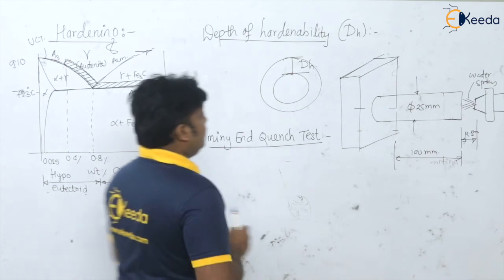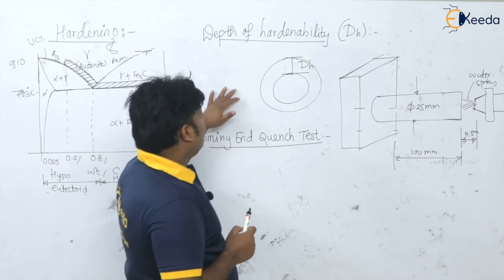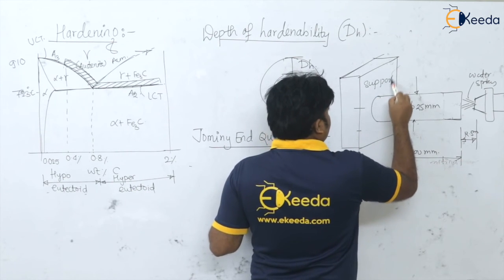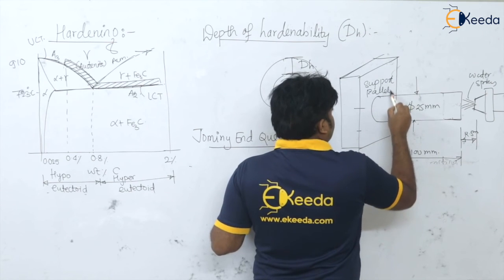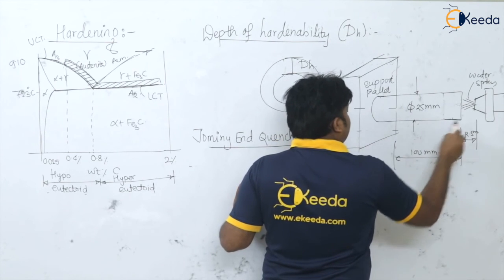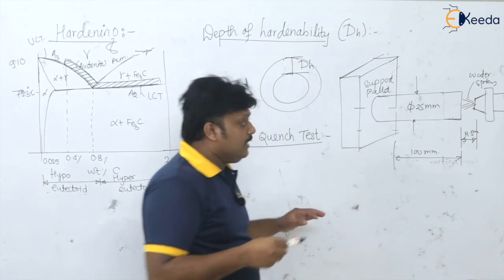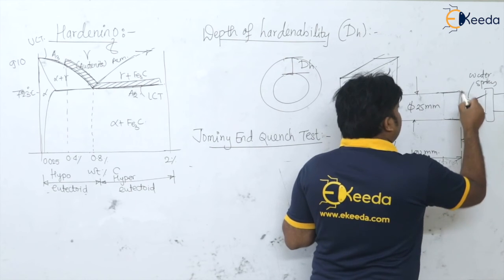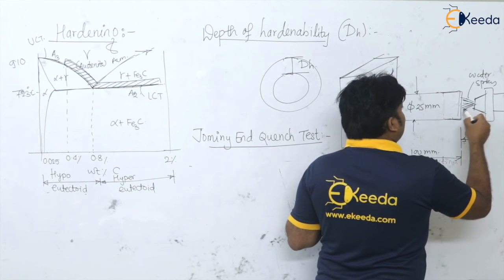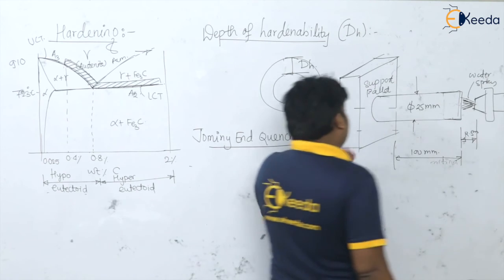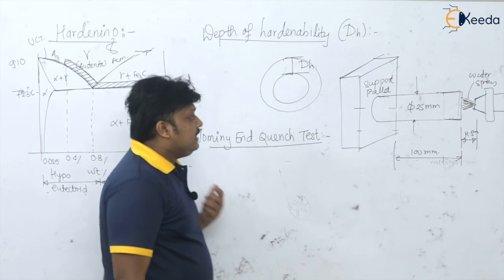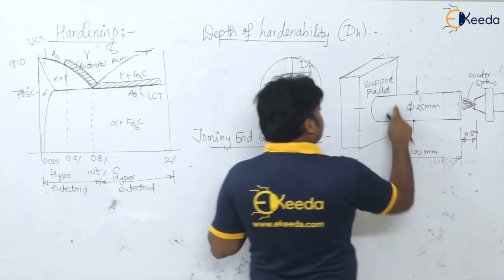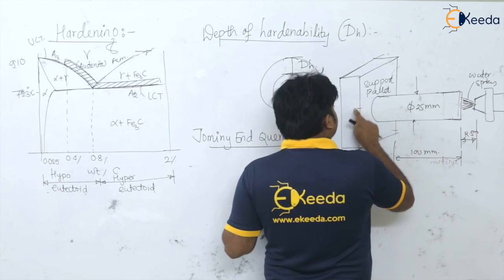Okay, so in this test what is done? In the supporting pallet, on which the round bar is placed here and which is heated up to austenitic temperature, we are now quenching it by having this water spray at this end of the bar, isn't it? And of course, for measuring the hardness, we have the Rockwell hardness tester. We can measure the hardness of this specimen, isn't it?